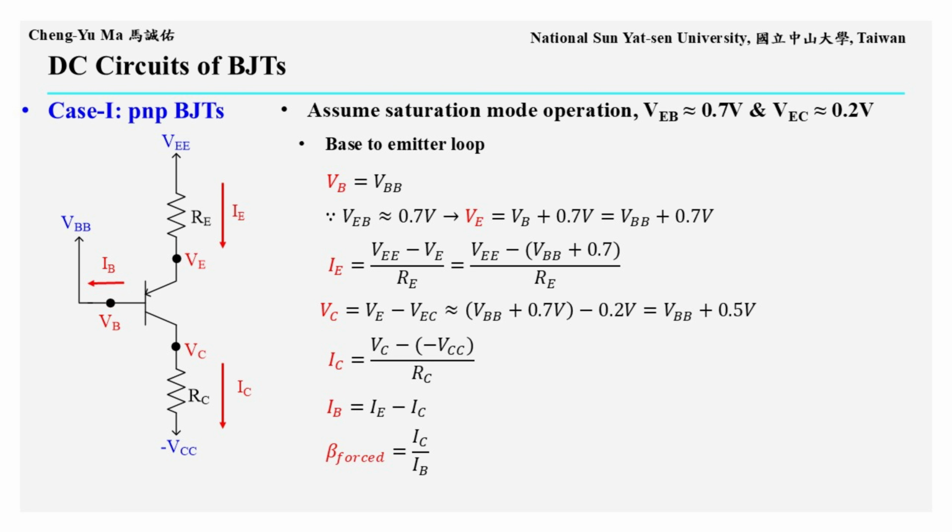After VC is obtained, IC can be calculated as the voltage across RC divided by RC. Here, IC equals VC minus negative VCC divided by RC. Finally, IB equals IE minus IC. Then the forced beta in saturation mode can be calculated as IC over IB.